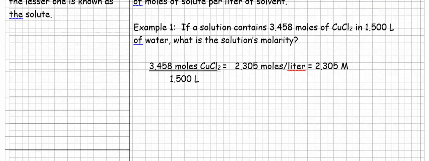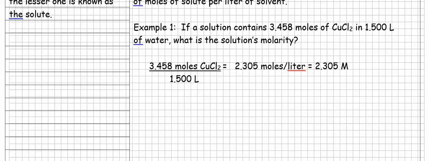Let's take a look at number 1. Example 1 says this: if a solution contains 3.458 moles of copper(II) chloride in 1.500 liters of water, what's the solution's molarity? Well, molarity is moles of solute per liter of solvent. How many moles of solute do we have? We've got 3.458 moles of copper(II) chloride. That's the solute. What about liters of solvent?